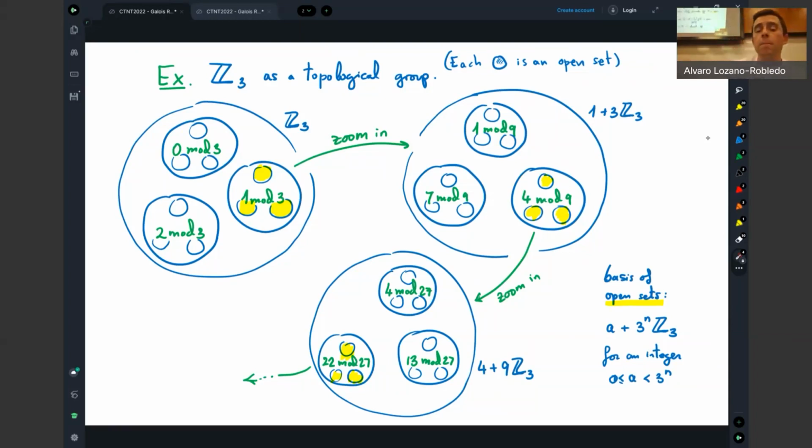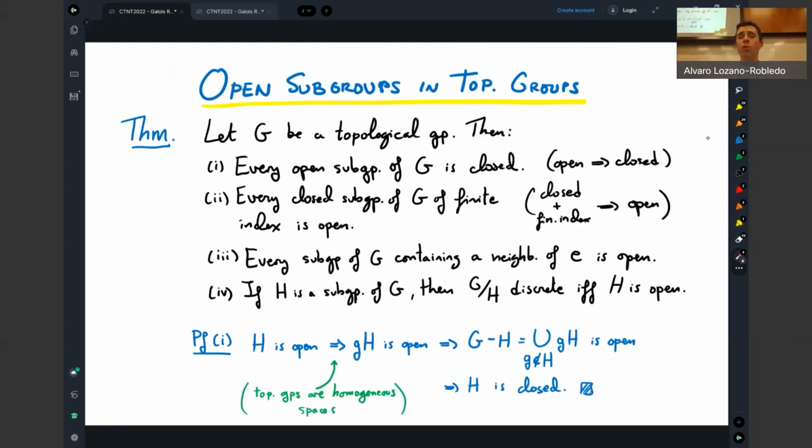By the way, here are some properties of open subgroups in topological groups that are very useful. I'm not going to prove these, but there are some properties that are specific to groups, and specifically to topological groups and open subgroups in such groups. So the first is that if we have a topological group, then every open subgroup is a closed subgroup. So open implies closed always for open subgroups.